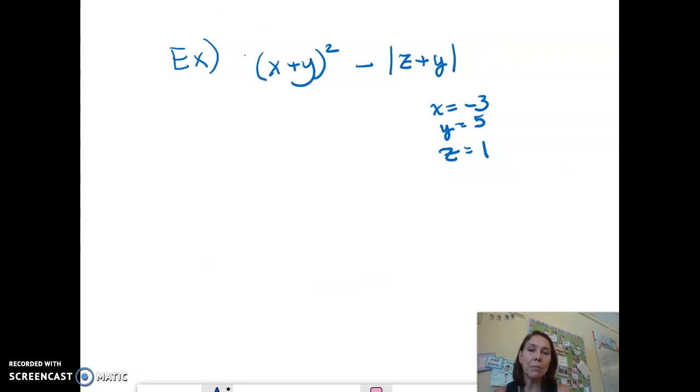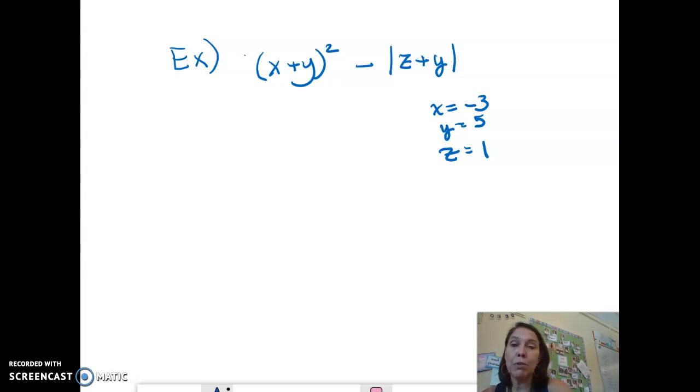Okay, I have one more example. Things are getting a little stickier and a little trickier, and I've included an absolute value in the problem. This actually is number 3 with different values on your homework. So what you're going to do is what you've been doing. You're just going to plug in. You're given this expression, and you're told that x is negative 3, y is 5, z is 1, and asked to evaluate that.